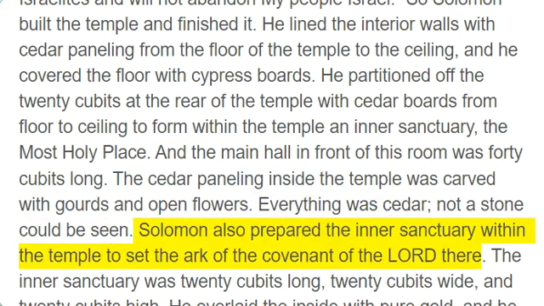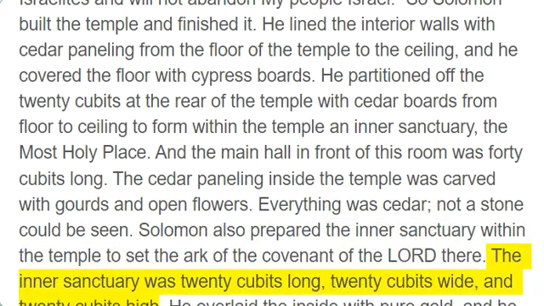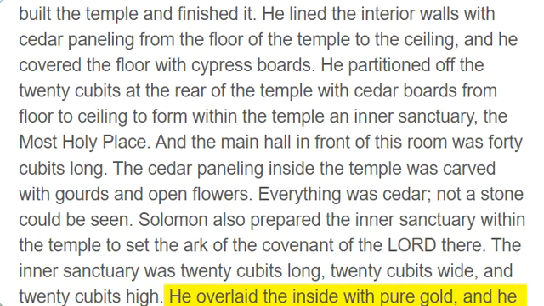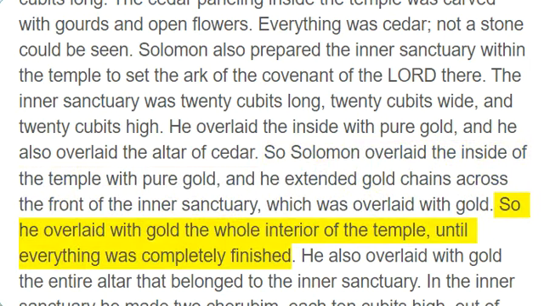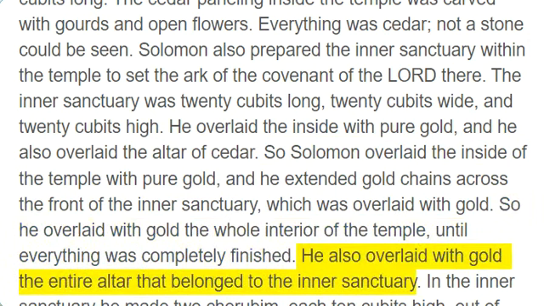Solomon also prepared the inner sanctuary within the temple to set the Ark of the Covenant of the Lord there. The inner sanctuary was 20 cubits long, 20 cubits wide, and 20 cubits high. He overlaid the inside with pure gold, and he also overlaid the altar of cedar. So Solomon overlaid the inside of the temple with pure gold, and he extended gold chains across the front of the inner sanctuary, which was overlaid with gold. So he overlaid with gold the whole interior of the temple, until everything was completely finished. He also overlaid with gold the entire altar that belonged to the inner sanctuary.